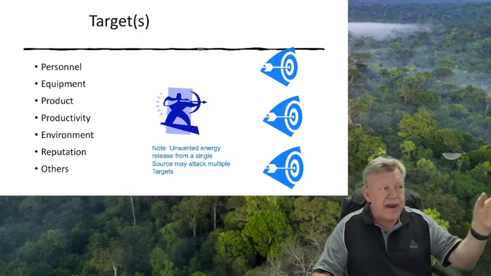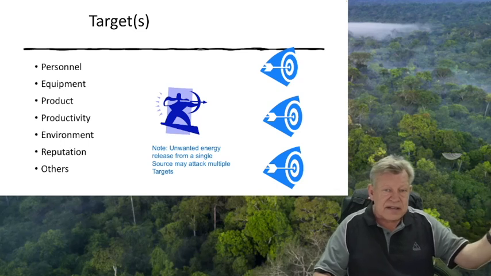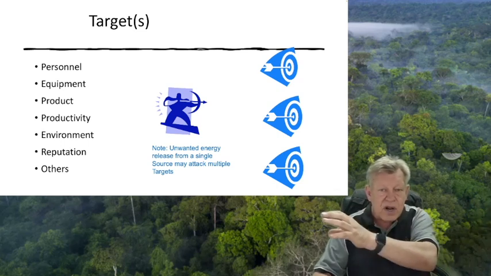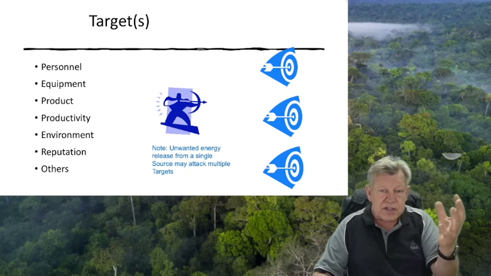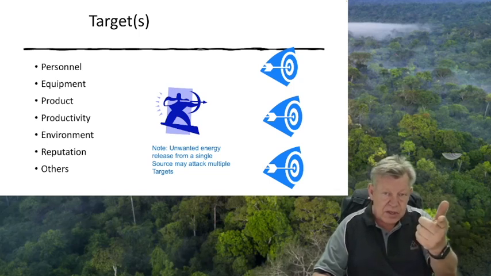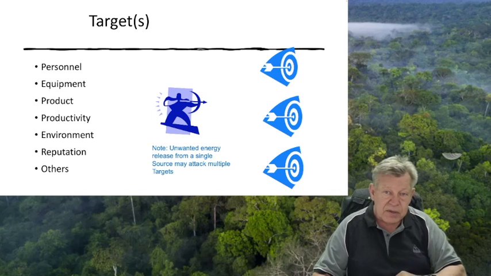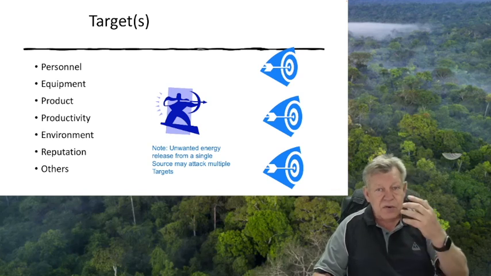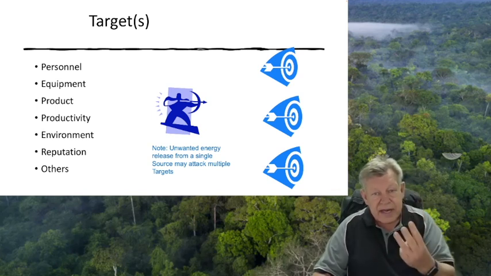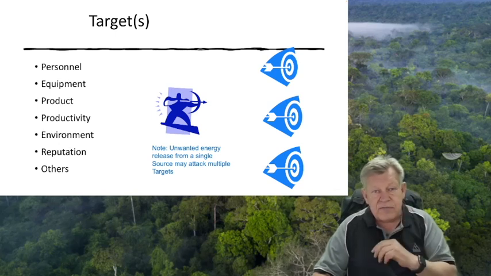Note that one hazard doesn't necessarily attack one target. If you have an oil spill that is hot, it can burn somebody, it can catch fire, and it can harm the environment. Okay, so three targets hit by one unwanted energy release of the hydrocarbon.